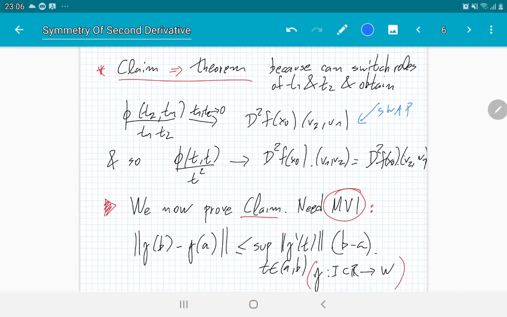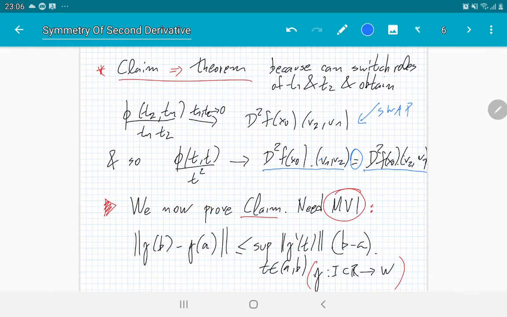Now, that's for any sequence of values t1 going to 0, any sequence t2 going to 0. Therefore, if I look at phi of t and t divided by t squared, by the claim, it's equal to this. And by the swapping argument, it's also equal to this. And because the limit is uniquely defined, then I have the equality that I want to prove.